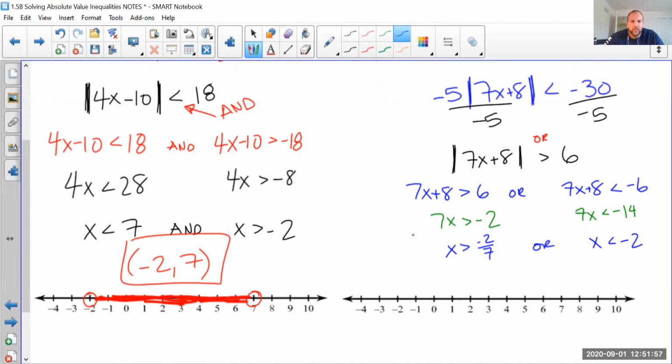So -2/7. The only thing I care about is that you know where it's at. So you just need to realize, okay, -2/7 is between 0 and -1. It doesn't have to be perfect, but you need to know that it's going to be somewhere right here. All right, and then it is greater than, so we're going this direction. And then we have an open circle at -2, less than, so there is my graph.